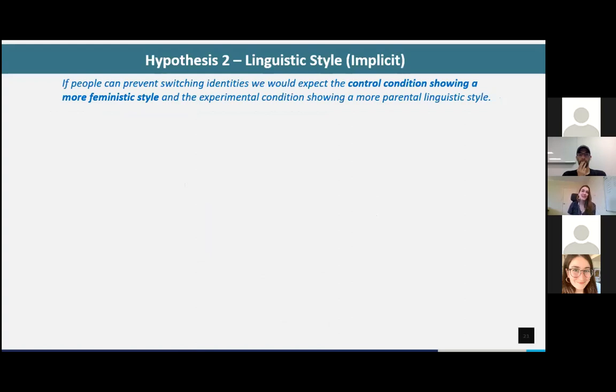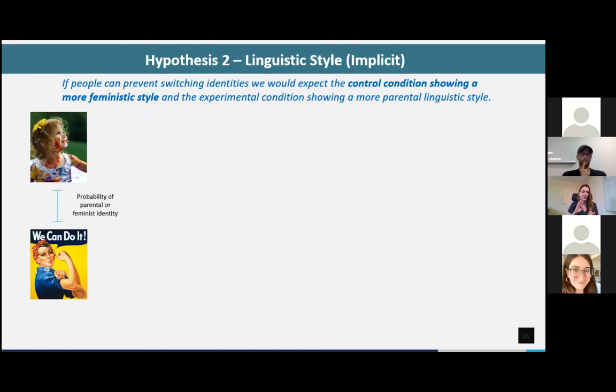And we then looked at the linguistic styles, or implicit measure. And there we would expect that if participants in the experimental group were able to prevent the switch, we would still find more of a parental linguistic style in what they've written. And for the control condition, we would have expected them to switch over. So we would expect to find more of a feminist linguistic style.